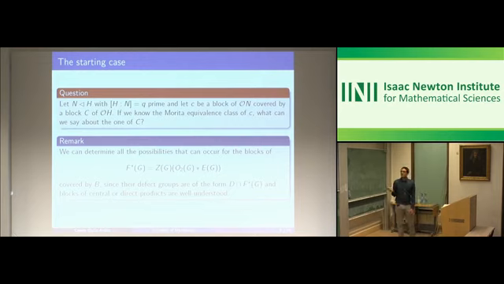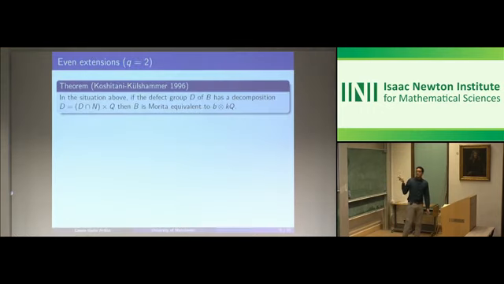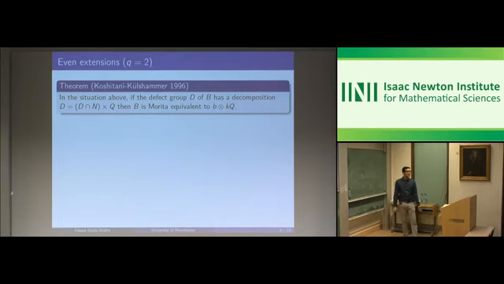But if we assume we have that, how do we produce a list? So the first thing we examine is when we have an even extension. So the index of the normal subgroup is 2. And there is a theorem from Külshammer, Tanner and Sommer that tells you that if the defect group D has such a decomposition, so if there is a complement to the intersection with the normal subgroup, then B is the simplest object it could be, so it's Morita equivalent to the tensor product between b and this complement.